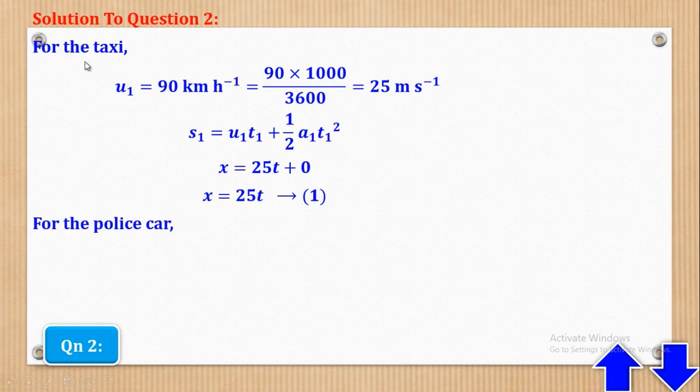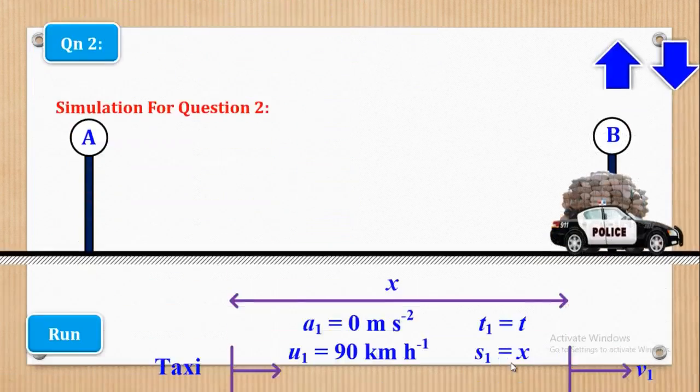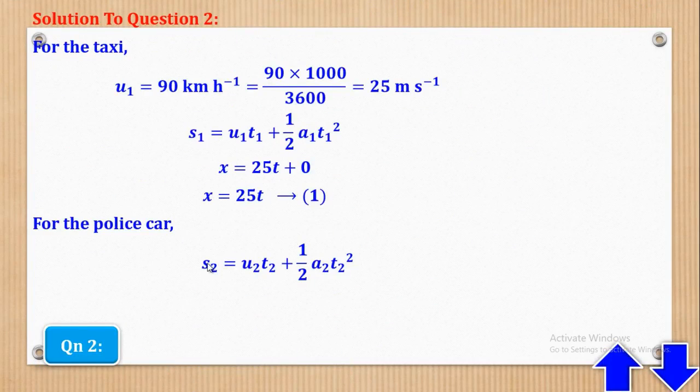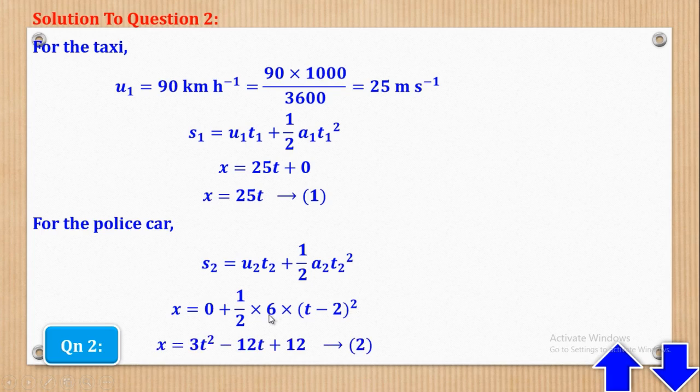What about the police car? For the police car, we shall still use the second equation of motion: S2 is equal to U2 T2 plus a half A2 T2 squared. Going back to the simulation, T2 is T minus 2, S2 is X, U2 is 0, and A2 is 6. So X is equal to 0 plus a half times 6 times (T minus 2) squared. When I simplify, I come up with X equal to 3t squared minus 12t plus 12, and that is equation 2.